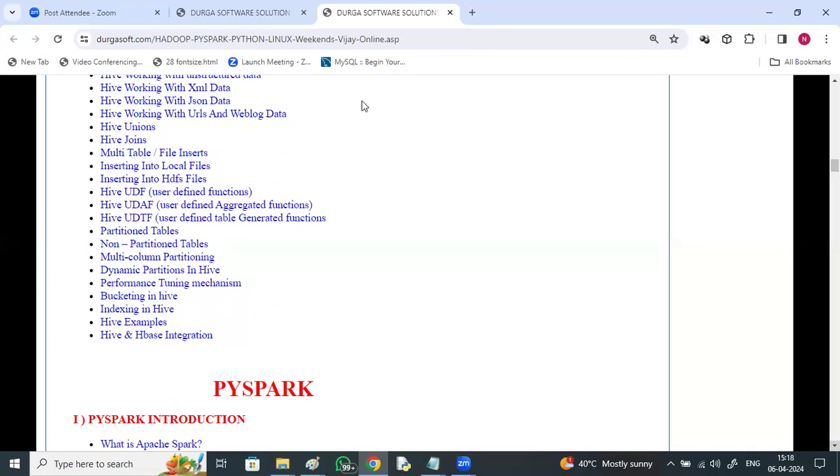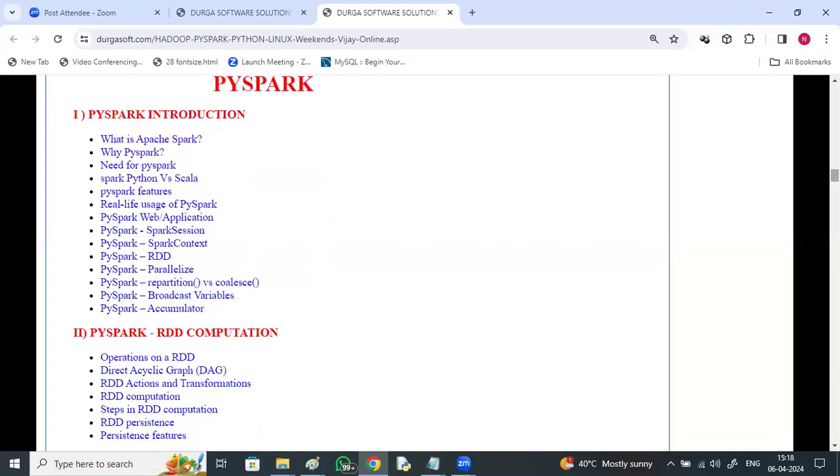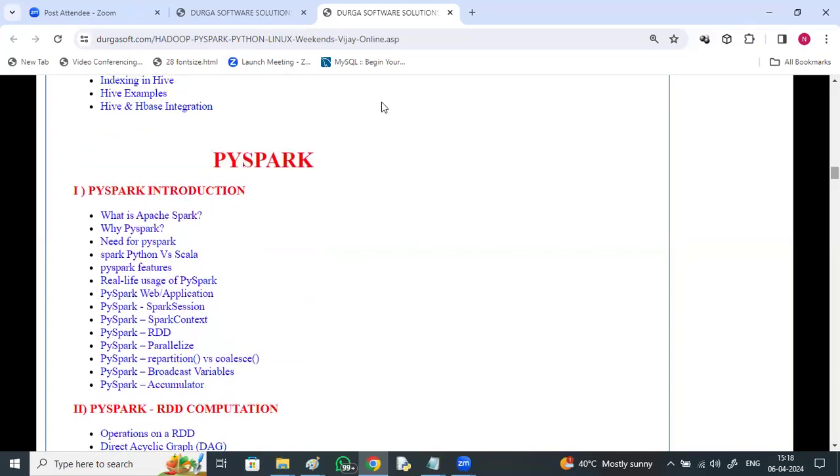And after that, PySpark, which is an in-demand technology in the market today. What is Apache Spark? Why PySpark? Need for PySpark, PySpark session, PySpark context, RDD parallelizing, repartitioning, broadcast variables, accumulators, RDD computation.